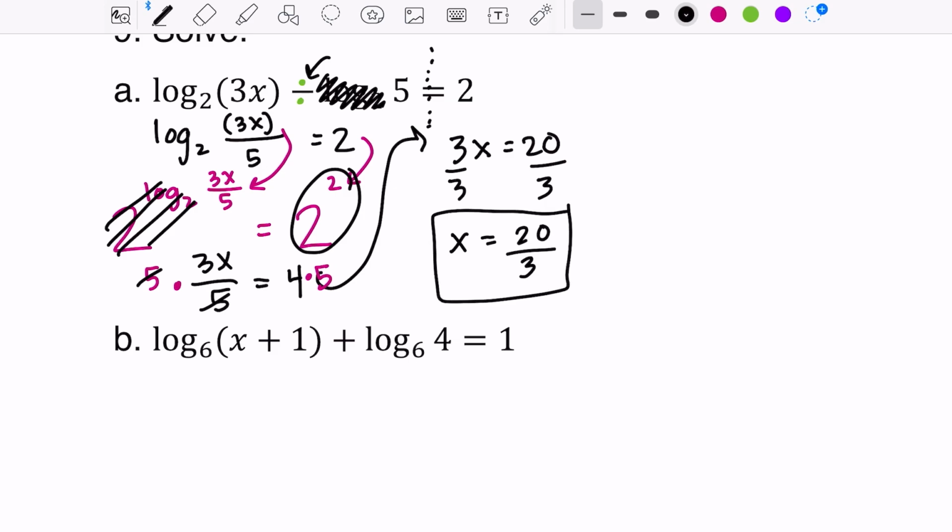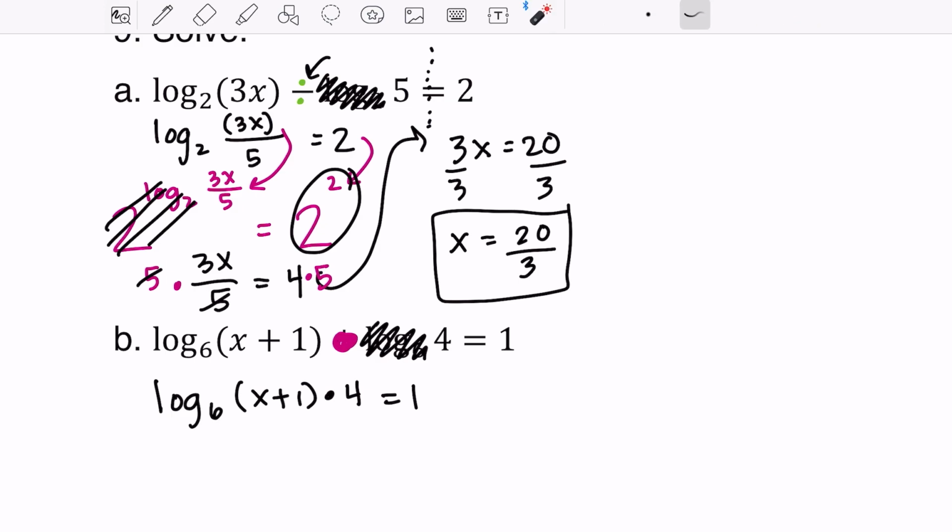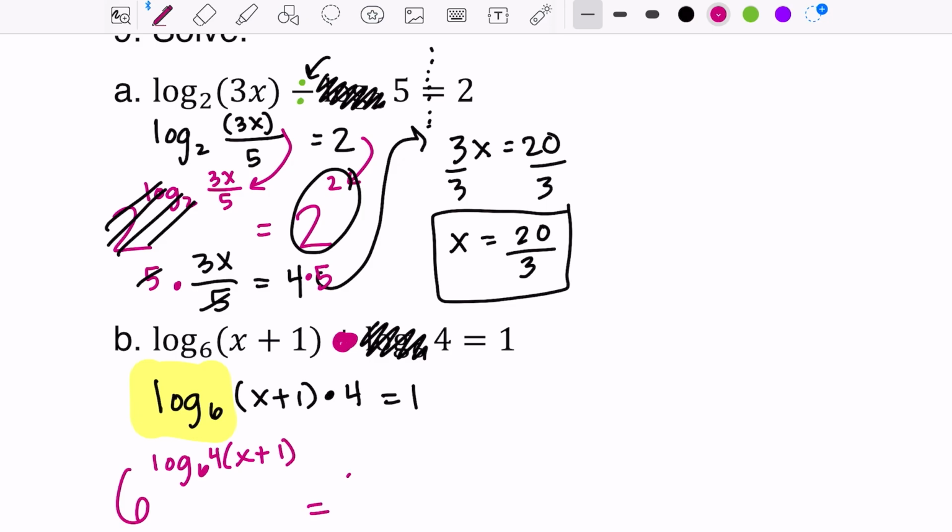Okay. Same thing for the next one, except for now we have addition. So we're going to change that to multiplication. And we're going to cross out the other logarithm because we're condensing. So we have log base 6 of (x plus 1) times 4 equals 1. To undo this logarithm right here, we're going to go ahead and exponentiate. So we're just going to take that entire statement and put it up in the exponent. I'm moving this 4 to the front because that's standard.